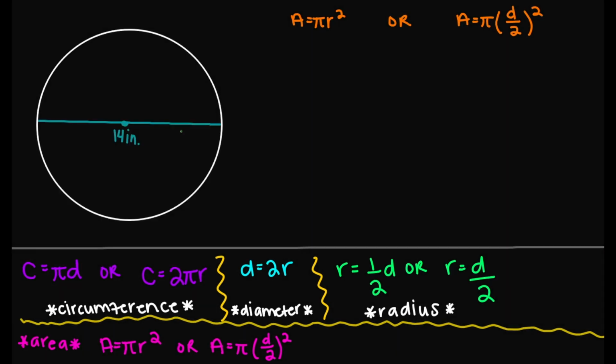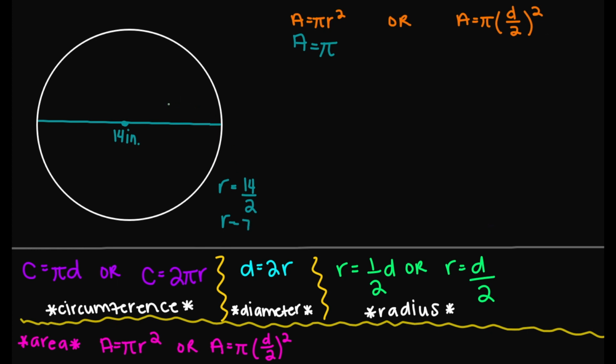Let's look at this example here. So let's say the length of my diameter is 14 inches long. So let's say I'm going to use this formula here. A equals pi times radius squared. So if my diameter is 14, then my radius is going to be half of that. So half of 14, this is going to equal 7. So r equals 14 divided by 2, and r is going to equal 7.